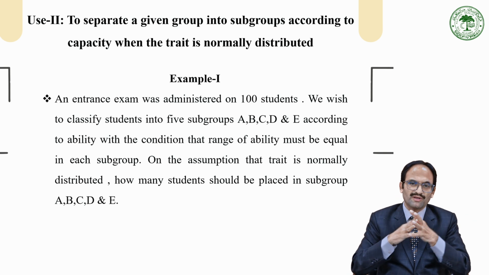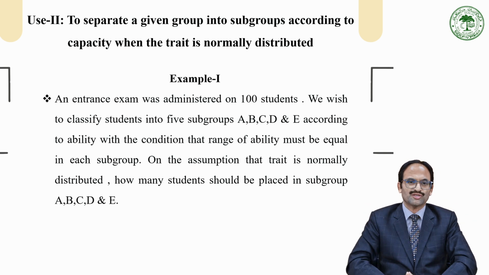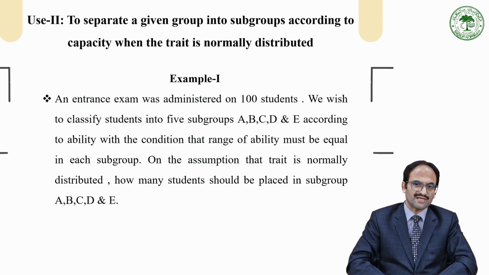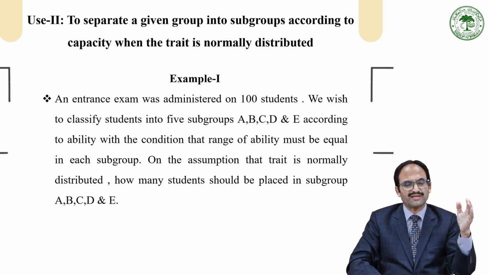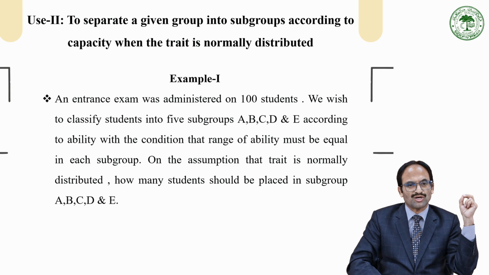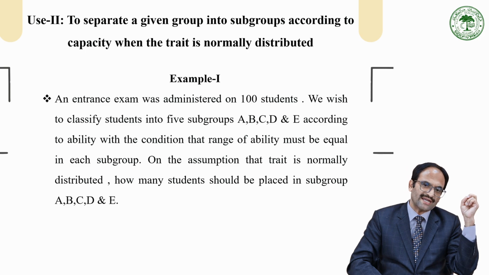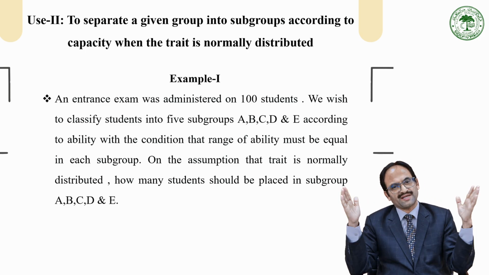The example is written on the slide, you see. An entrance exam was administered to 100 students. We wish to classify students into 5 subgroups A, B, C, D and E according to ability, with the condition that the range of ability must be equal in each subgroup. On the assumption that the trait is normally distributed, how many students should be placed in subgroups A, B, C, D and E? So, let me first explain the problem.